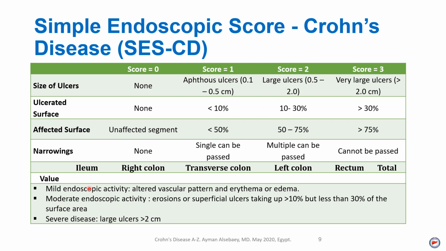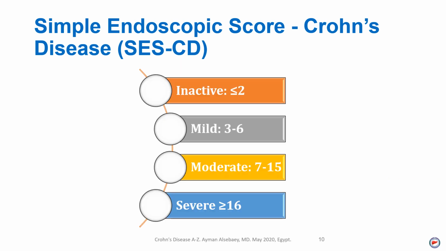These parameters will be assessed in the ileum, in the right colon, in the transverse colon, in the left colon, in the rectum, and you will have a total score. It will give you also a number. The simple endoscopic score, SES: if it is more than or equal to 16, it means severe disease.